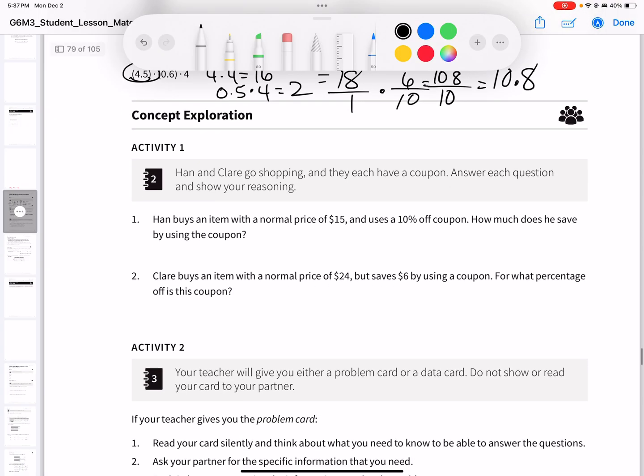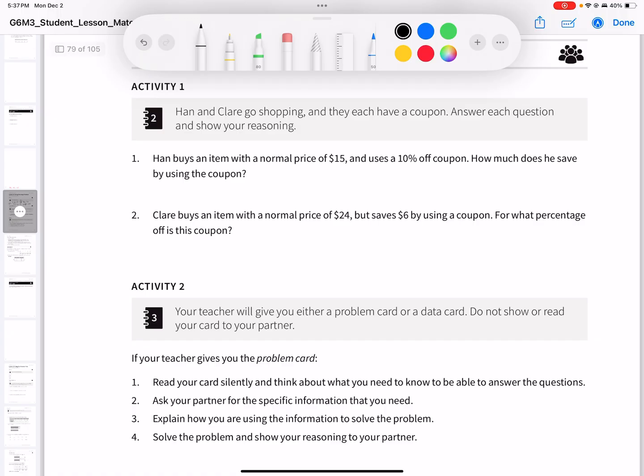All right, let's go on to activity 1. Han and Claire go shopping and they each have a coupon. Answer each question and show your reasoning. Han buys an item with a normal price of $15. So 15 is our 100%, because it says normal price, and uses 10% off coupon. How much does he save by using the coupon?